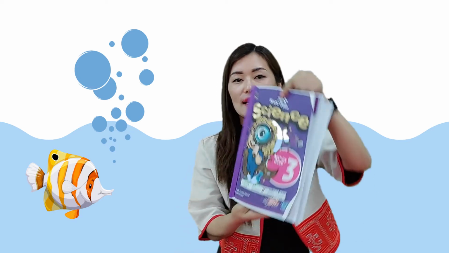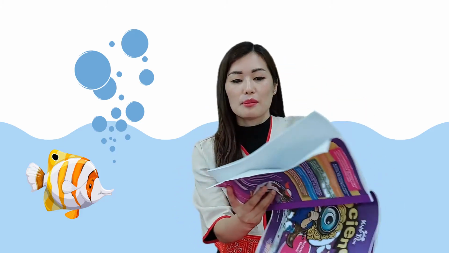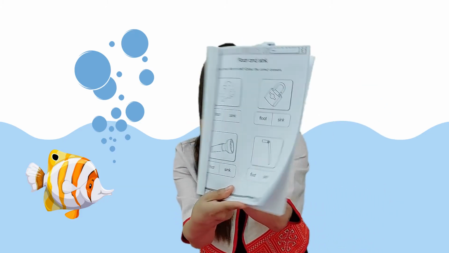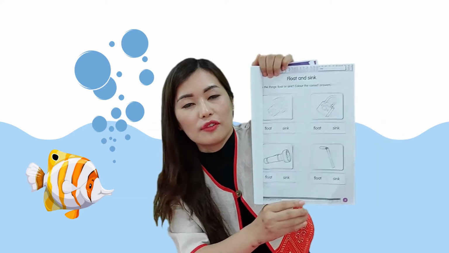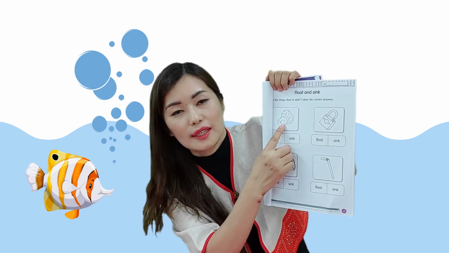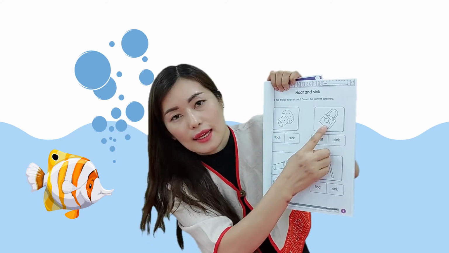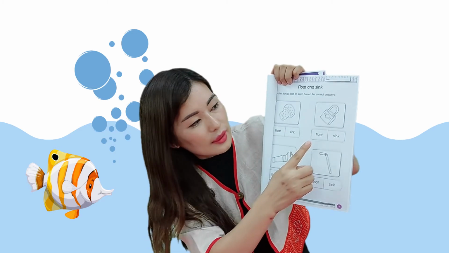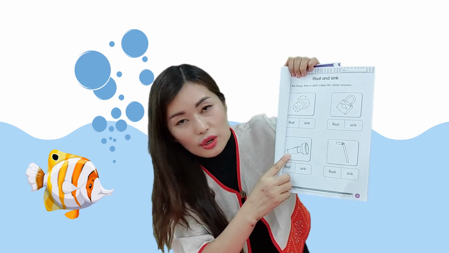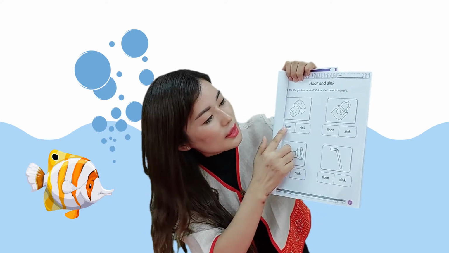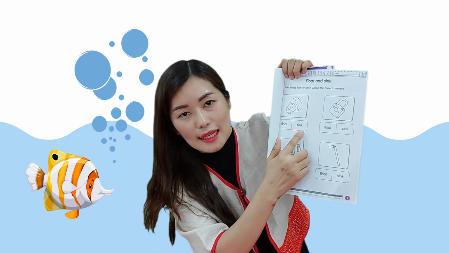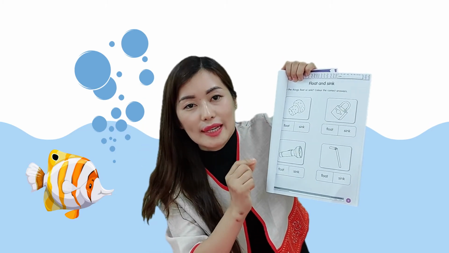Alright, now we have an exercise for homework. Okay? You open your Science book, page number 9. You look at your book and look at the objects. The first object is a cork. It is made of wood. And then there's a lock. It is made of metal. And a torch, metal, and a straw. So it's written here, float or sink. You have to color the correct answer.